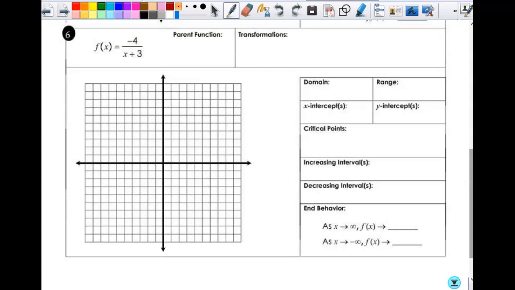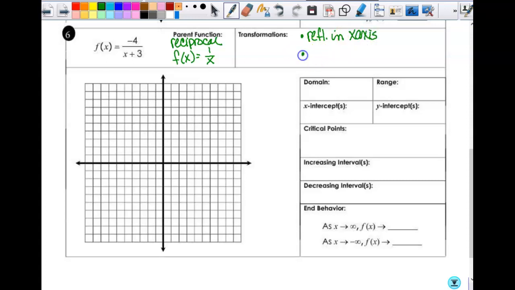All right. My parent function. What is this one called? Reciprocal. So f of x is equal to 1 over x. How many transformations do I have going on here? 3. Okay, because that negative counts as 1. So that negative, I know it means I have a reflection. So does that negative sign affect x or affect y? It affects y, which means it's a reflection in the x-axis.